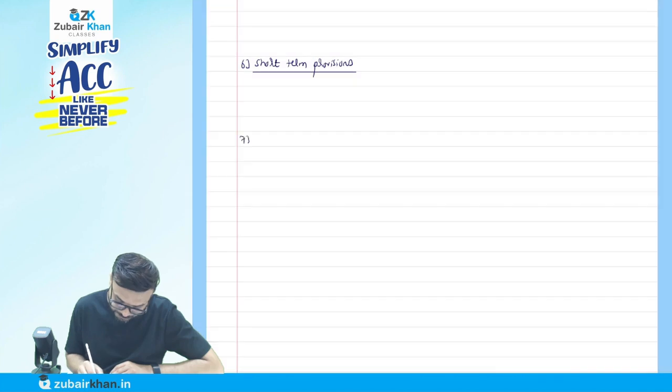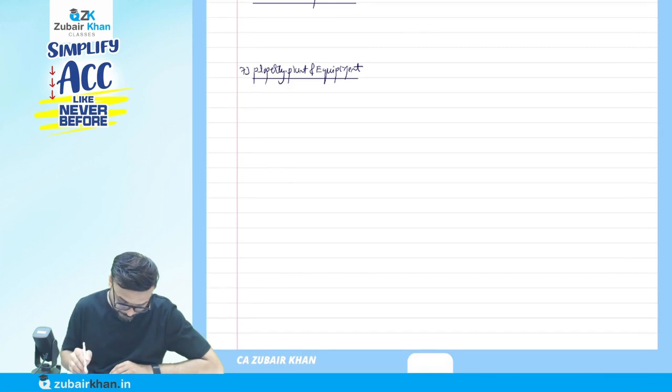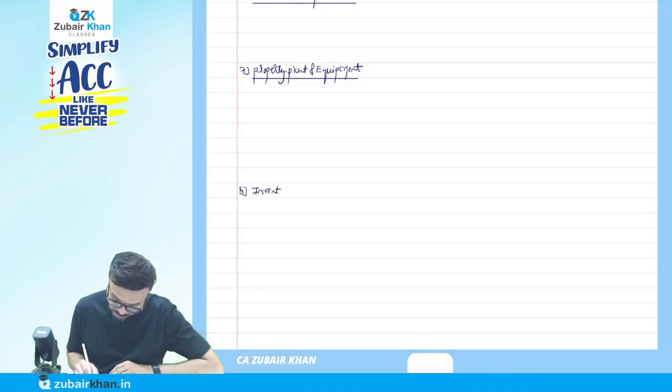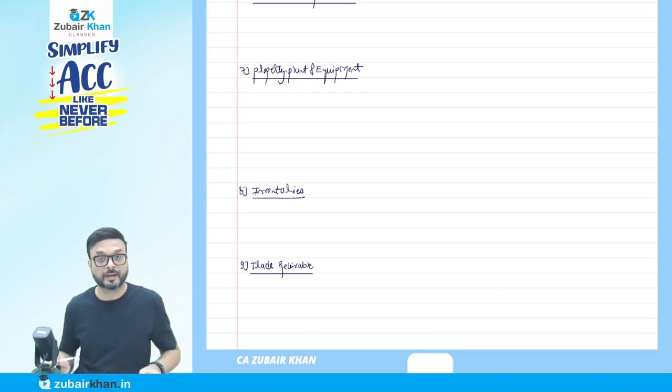Then 7, property, plant and equipment. Property, plant and equipment, here keep the space of 6-7 lines. Then after this we have 8, inventories. Okay, 3-4 lines. Then we have 9, trade receivable. Trade receivable. Okay, one more we have, that is cash and cash equivalent.